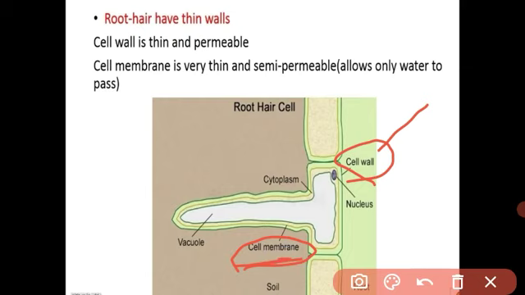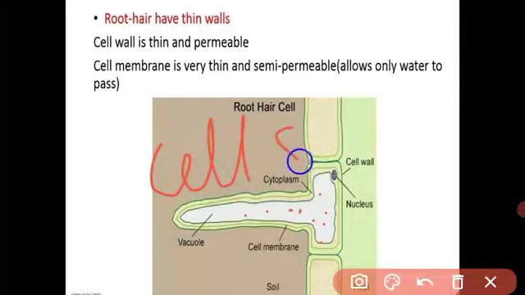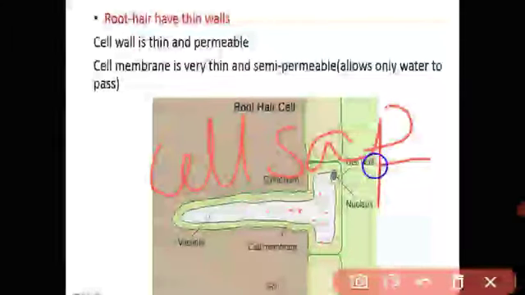Selectively, only certain material can enter inside the root. Got it? Means the cell membrane is the semi-permeable membrane which allows only the important material required by the plant to be absorbed. Got it? And this is the cytoplasm. In the cytoplasm is the cell sap. Cell sap means what, student?